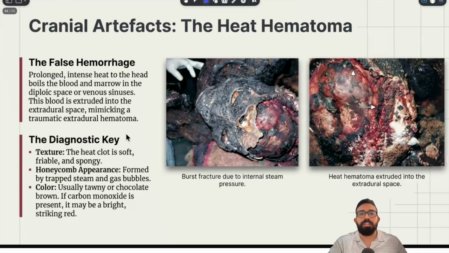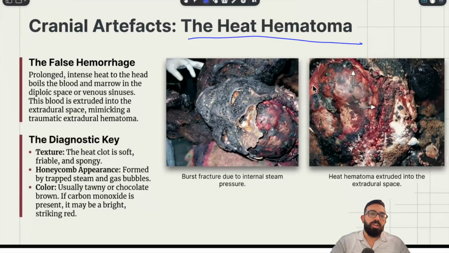Another artifact, and this is very important, is the heat hematoma. What is heat hematoma? It is a false hemorrhage, and it is caused by prolonged intense heat to the head, which causes boiling of the blood. Where does the blood boil? In the diploic spaces. Where are the diploic spaces? I'll explain in a minute, don't worry.